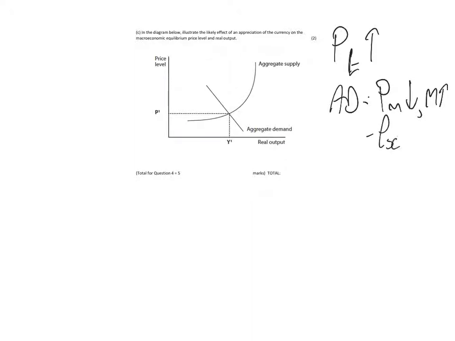And the price of our exports now will be more expensive. It's more expensive for foreign buyers to buy our exports because the UK pound is now more expensive. It's appreciated in value, and that would mean that our exports would fall. So the overall impact on aggregate demand is negative, and that would mean then that the aggregate demand curve would shift inwards, and we need to make sure that we label our new aggregate demand curve and maybe even show the direction of travel.